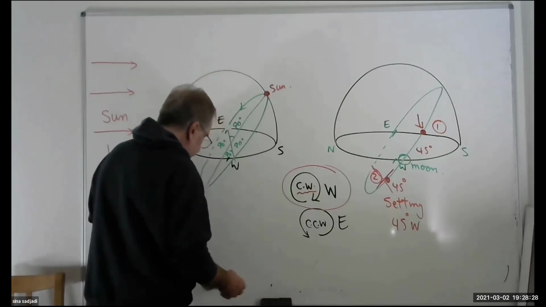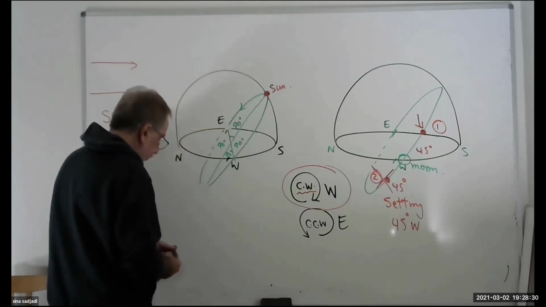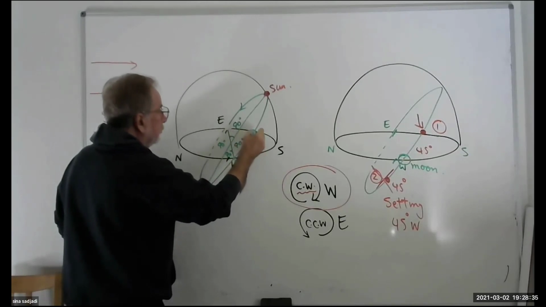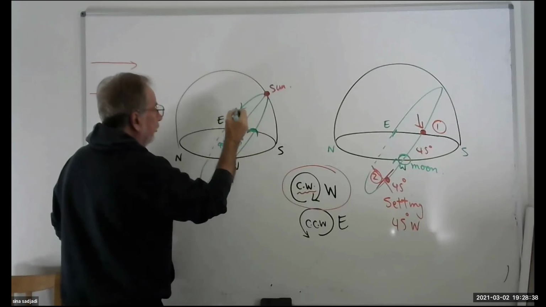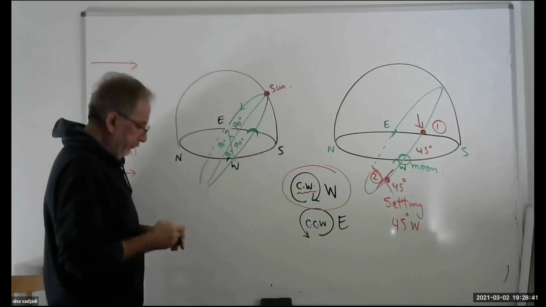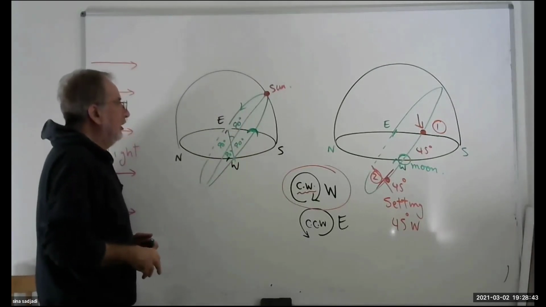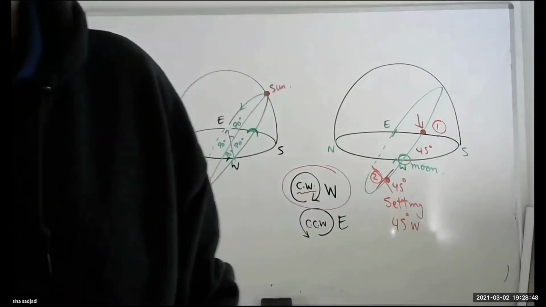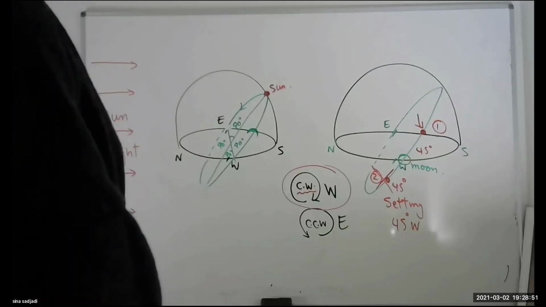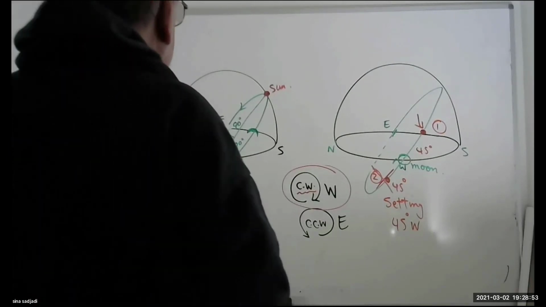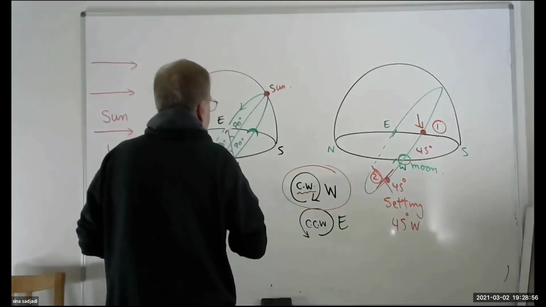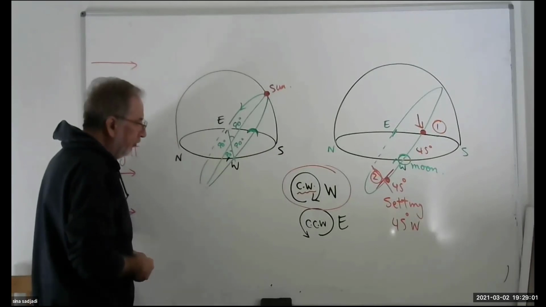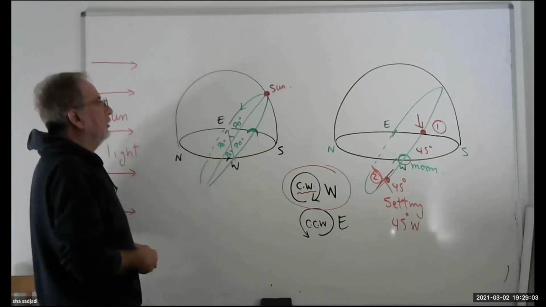All right. Let's put the moon somewhere else now. How about if I put the moon over here? Is it 45 degrees west? What is the elongation? 45 degrees west. That would be correct. And then what is the phase? Waning crescent. Very good. There you have it.